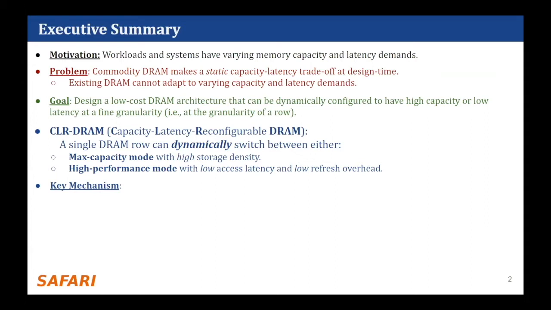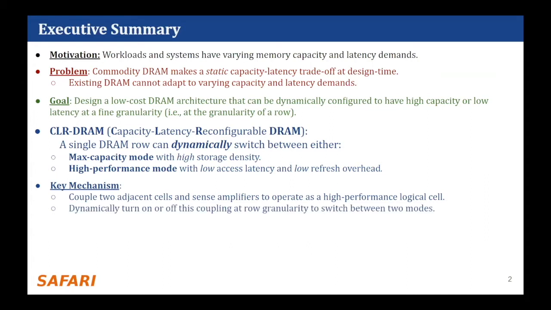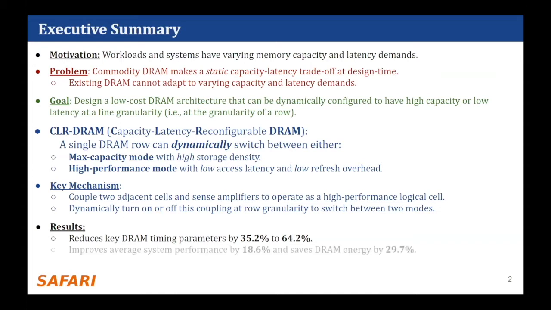The key mechanism of CLR-DRAM consists of two techniques. First, we can couple two adjacent DRAM cells in a row and their two sense amplifiers to operate as a high-performance single logical cell. Second, such coupling can be dynamically turned on and off to switch between the two modes. Our evaluation shows that a high-performance mode row in CLR-DRAM significantly reduces four major DRAM cell access timing parameters, as well as improves average performance and saves DRAM energy.